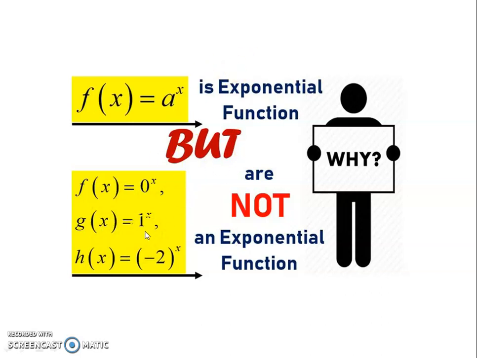Second, g of x equal to 1 raised to x. Suppose I put 1 raised to 1, 1; 1 raised to 2, 1. That means it remains the same. But if I put x equal to 1, I derive the first value is minus 2 raised to 1, minus 2. If I put x equal to 2, I derive minus 2 raised to 2, minus 2 into minus 2, always 4. So I do not get the positive values. That's why these functions are not always exponential functions.